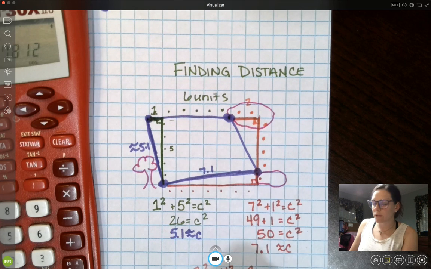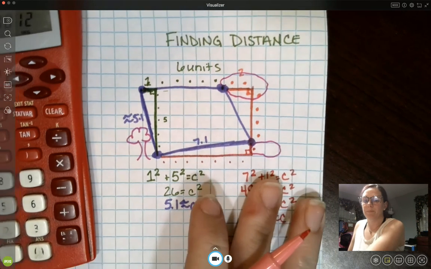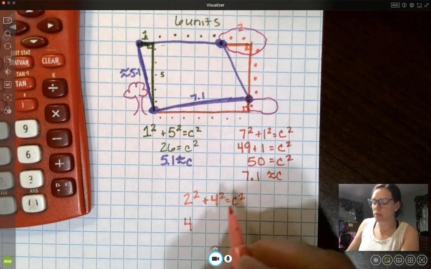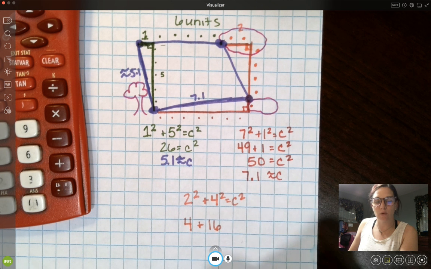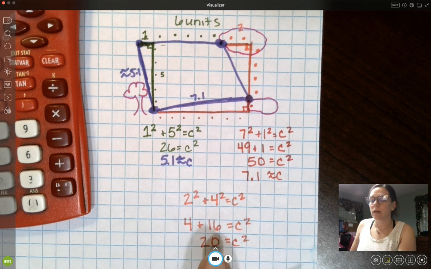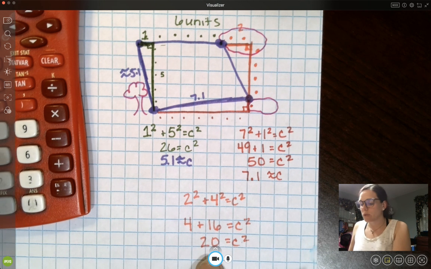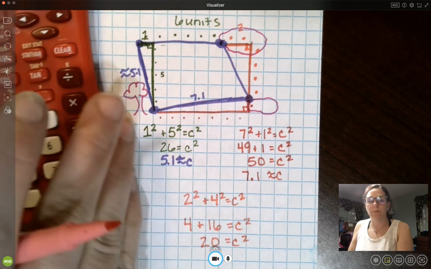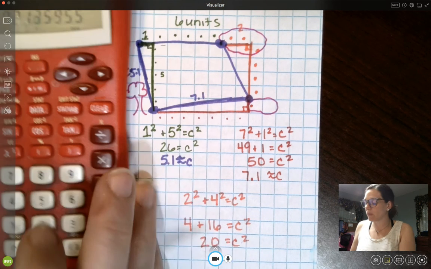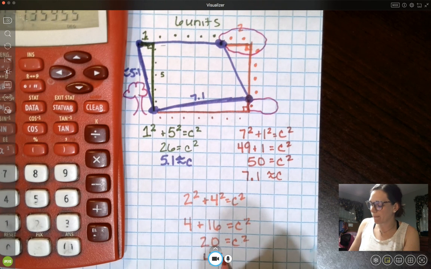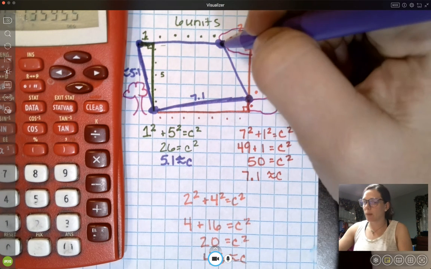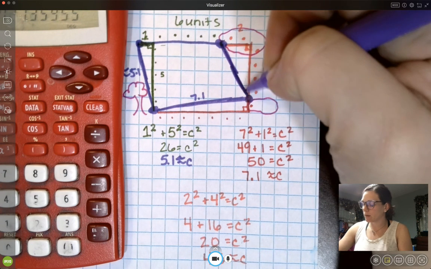And now we're going to solve. So 2 squared is 4, because that's 2 times 2. 4 squared is 16, because it's 4 times 4. And so we get 20 equals c squared. And again, 20 doesn't make sense as an answer. So I have to take the square root of 20, and I find out that side length is 4.5. And when I go to my illustration, that's representing the purple part. This purple line is 4.5.